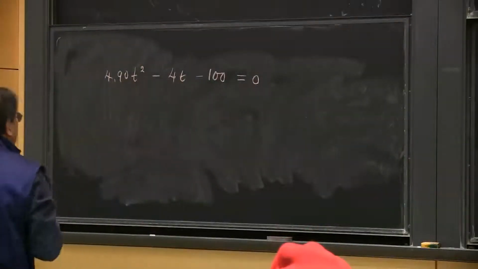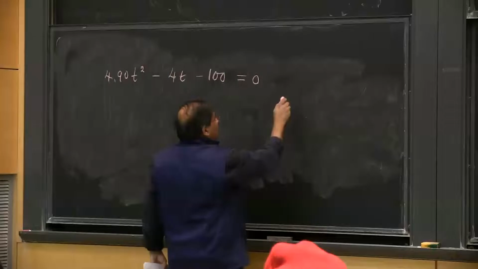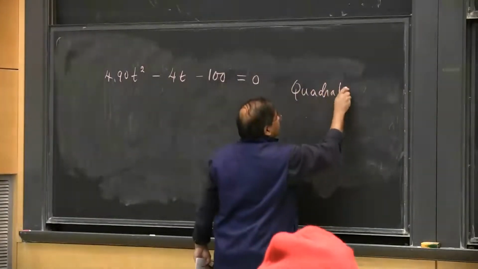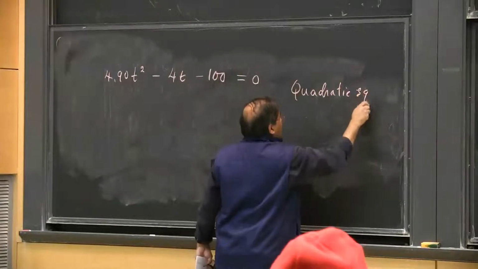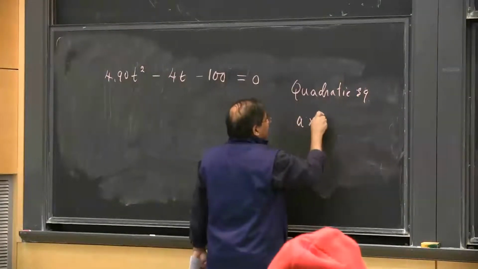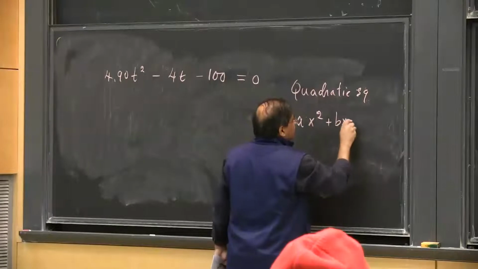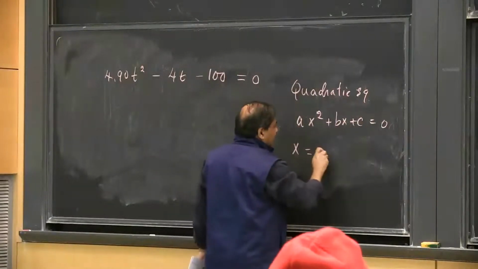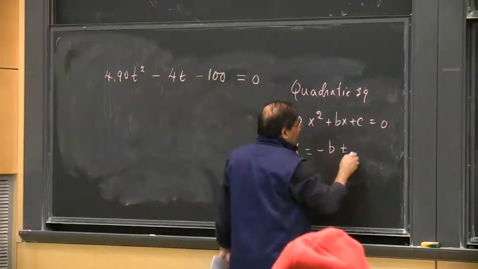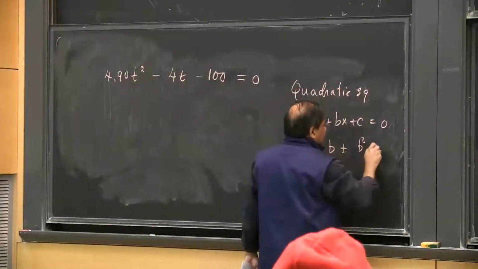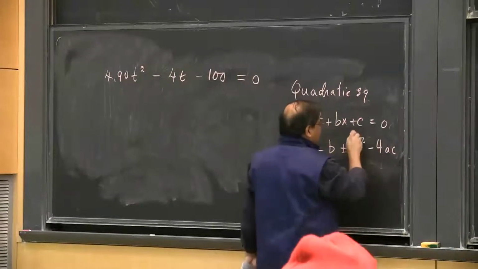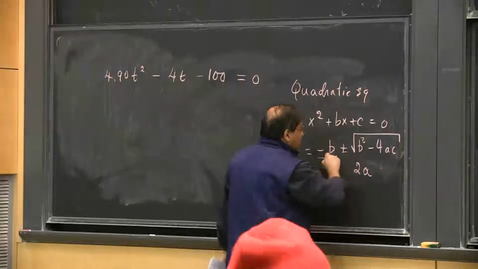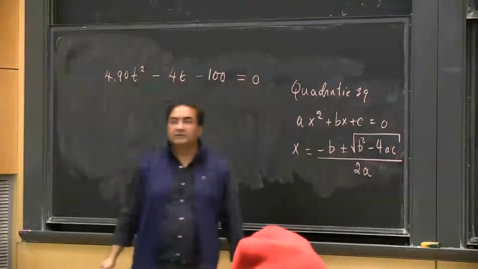Quadratic equation, right? So a quadratic equation is the following form. That you need to know. If I write ax squared plus bx plus c equal to 0, then the solution to that is x equal to minus b plus minus the square root of b squared minus 4ac, over 2a. This you got to know, okay? It's very elementary, and you should know this.